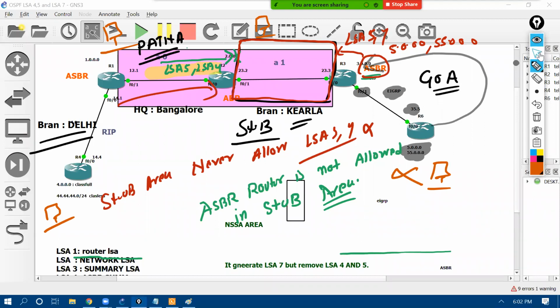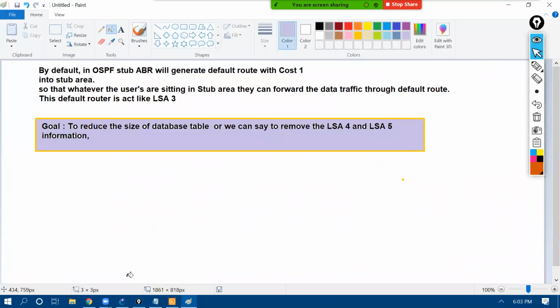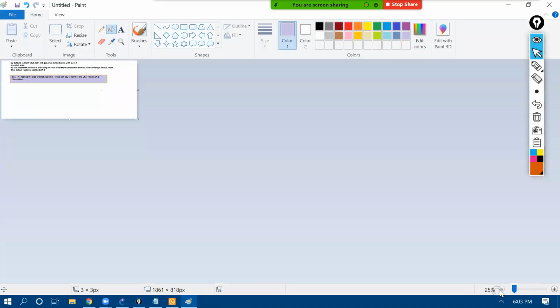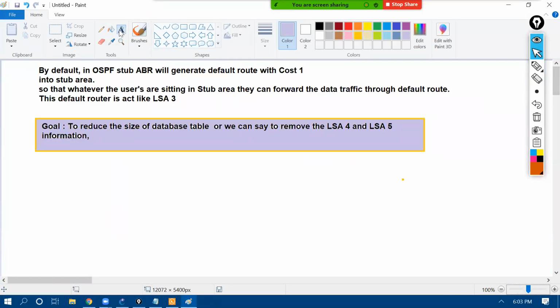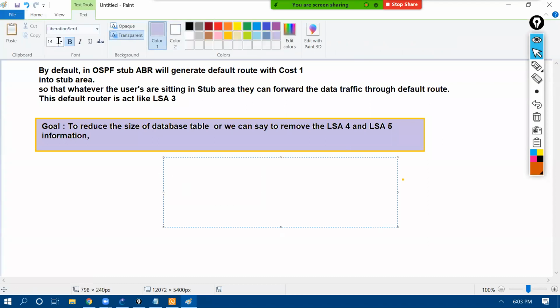Guys, tell me, is a stub area good in this situation according to the design perspective? No, sir. So to avoid this problem, we have introduced another area that is known as NSSA area. NSSA stands for not so stubby area.